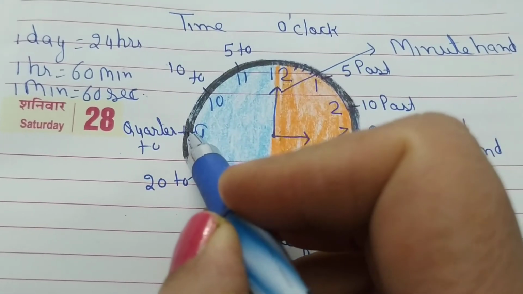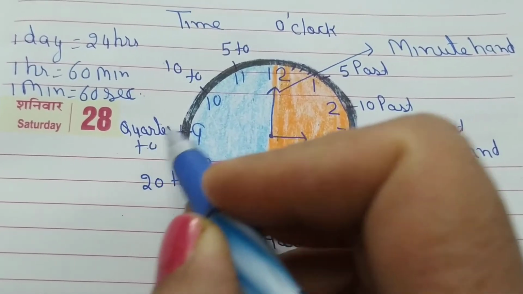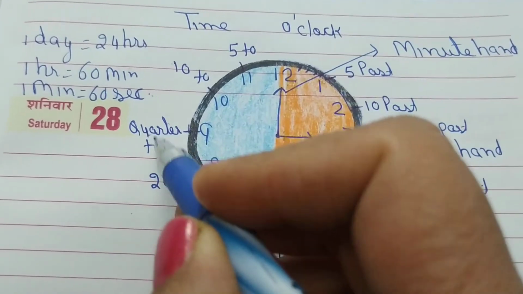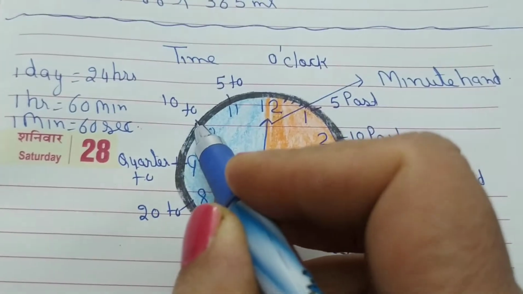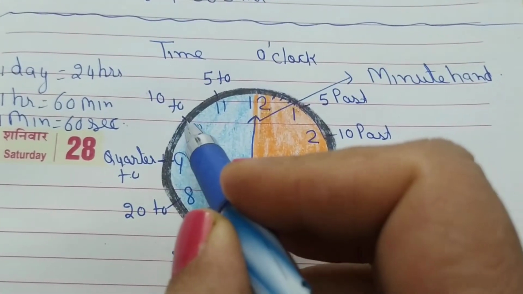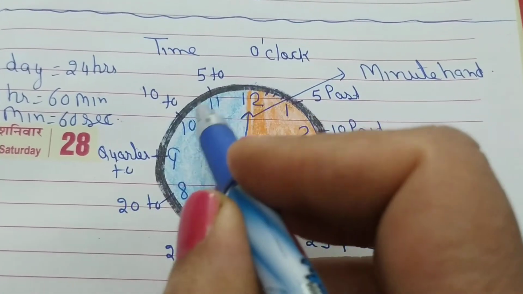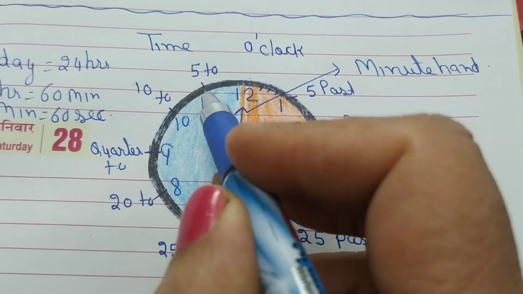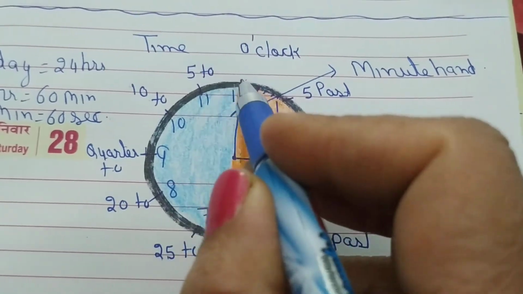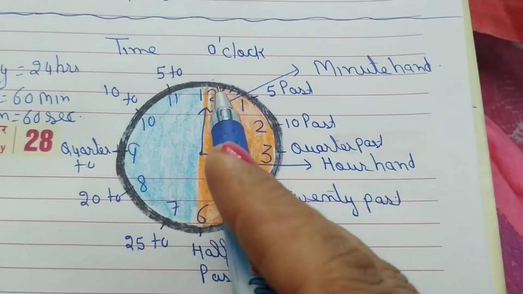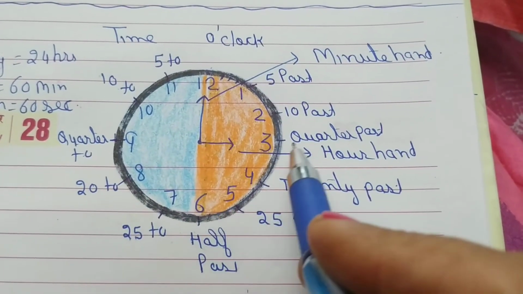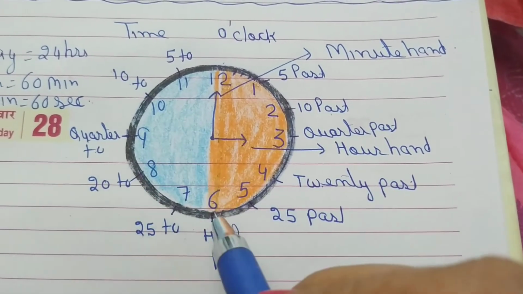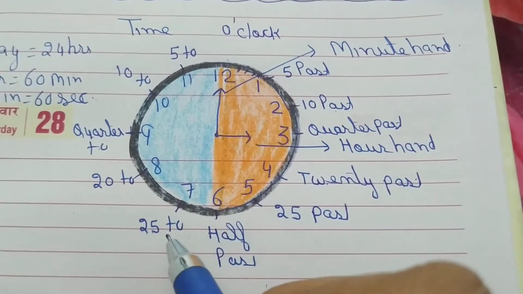If it reaches 9, we will say quarter to. Quarter means 15 minutes: 5, 10, 15, so 15 to the next hour. If it reaches 10, we will say 10 to, which means 10 minutes remain to the next hour. If it reaches 11, we will say 5 to the next hour. So if the minute hand is between 12 and 6, it is read as past. And if it is between 6 and 12, it is read as to.